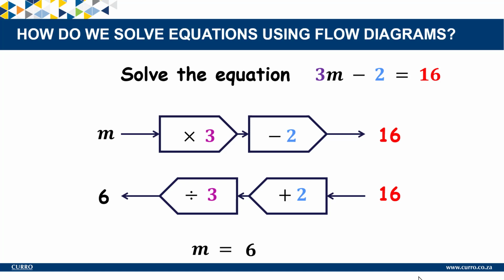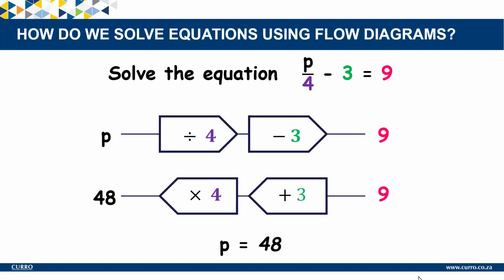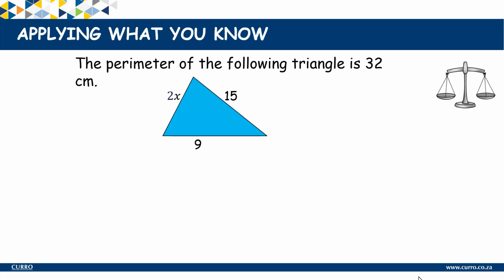What about this one? Times 3 minus 2, and then we add 2 and divide by 3. Let's check. Is 3 times 6 minus 2 equal to 16? Yes. What about this one? p divided by 4, and then we subtract 3, and that is 9. So if we add 3 to 9 and then multiply by 4, we get 48. Is 48 divided by 4 minus 3 equal to 9? Yes. So we solved the equation. We found the value of the unknown number.